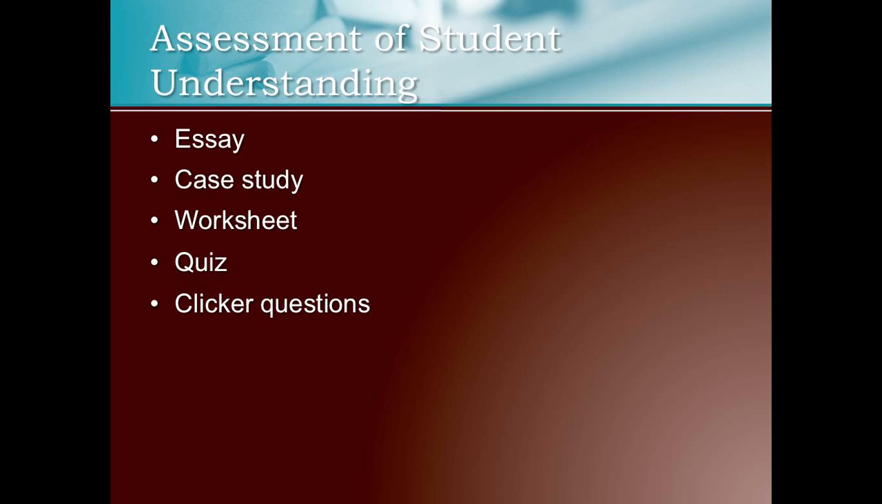Assessment of student understanding can happen in a variety of ways. It might be a written assignment that the students write. It might be through the use of a case study. It might be completing a worksheet or some other assignment that the faculty creates, maybe a table or a chart or a concept map or some kind of assignment.